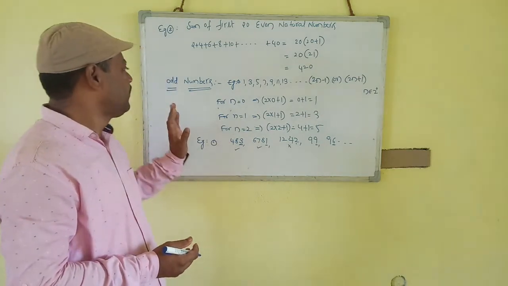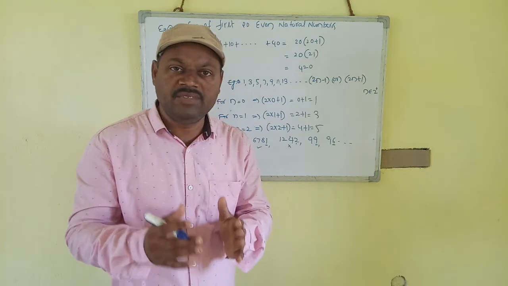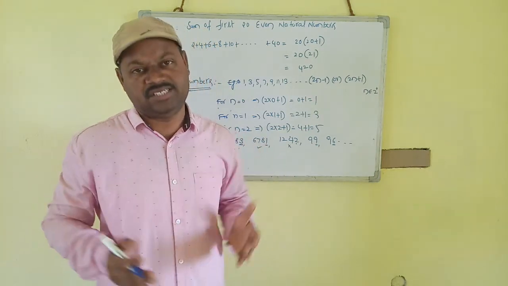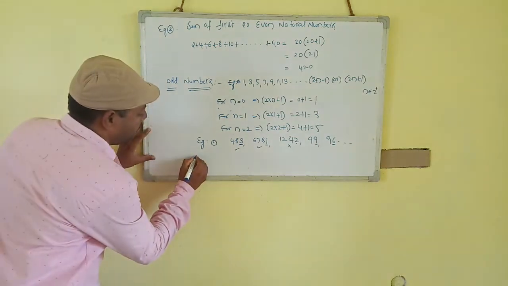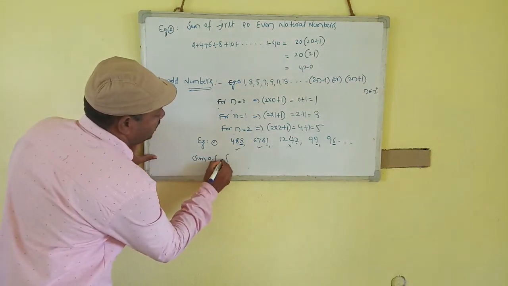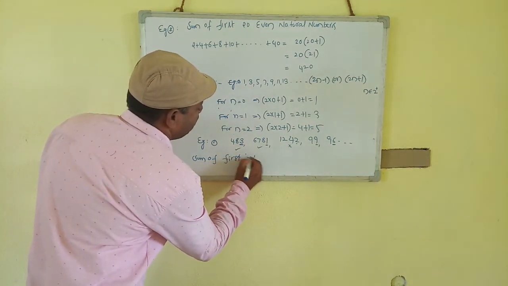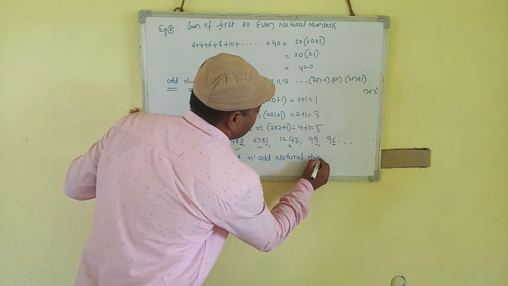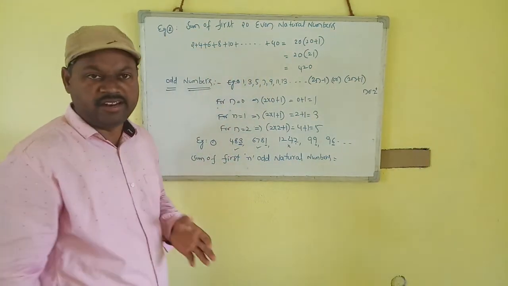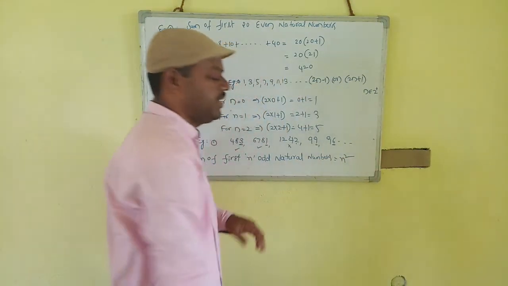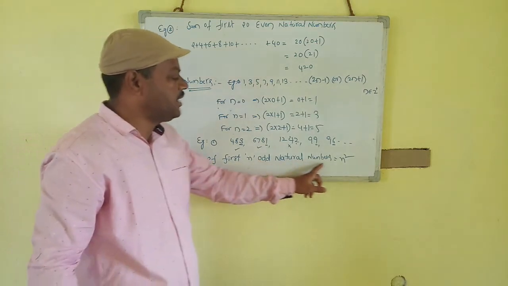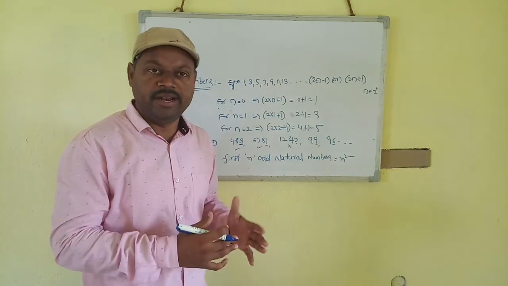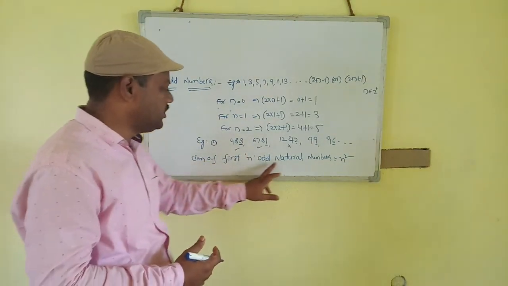Next, what is the sum of the first n odd natural numbers? Very simple formula. The formula is n square. So the sum of the first n odd natural numbers is n square.